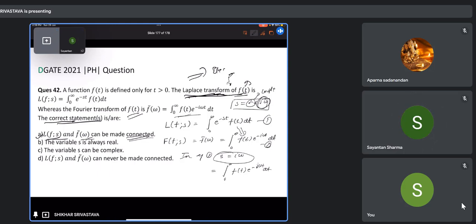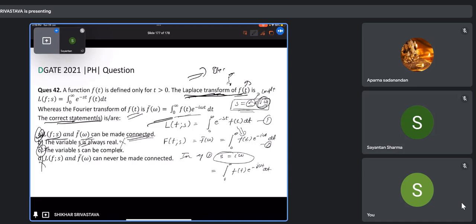Okay, so in this way, we've seen that option A says that both Laplace and Fourier are connected. Option B says the variable S is always real. This is incorrect because we know that it has both real and imaginary parts. So option A is correct, option B is not correct. Option C, the variable S can be complex, yes, it is true. And option D, that they are not connected, is wrong. So option A and option C are correct, and you have to choose both these options for this question.